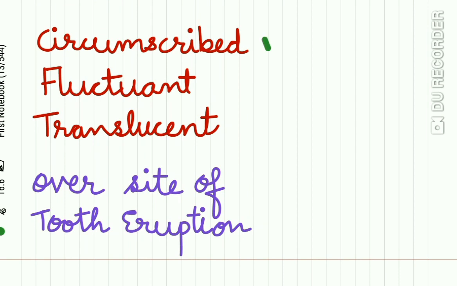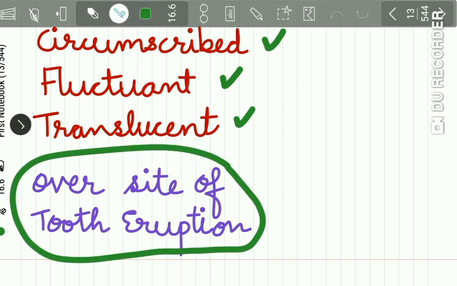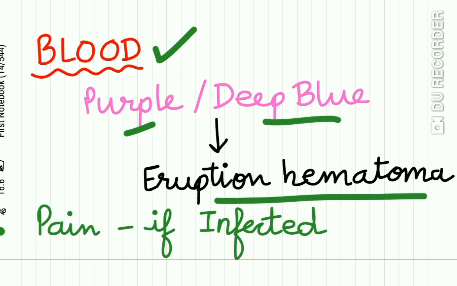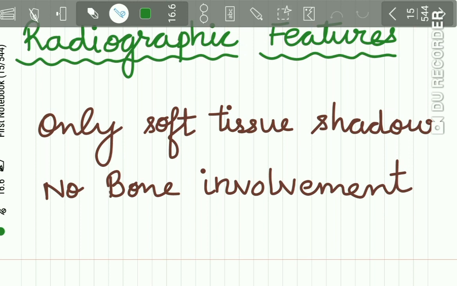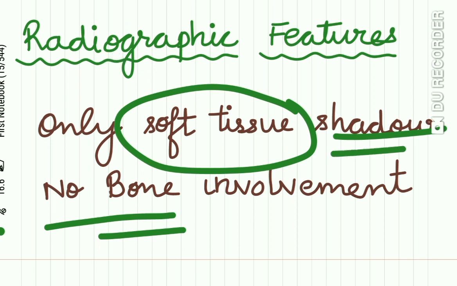Now, clinically, it is a circumscribed, fluctuant, translucent swelling over the site of tooth eruption. If it contains blood, the swelling may appear purple or deep blue, and in this case it is called eruption hematoma. The swelling is painless unless it is infected. Now, the radiographic features: as the swelling is present in the soft tissue and not the bone, there are no bony changes but only a soft tissue shadow can be seen.